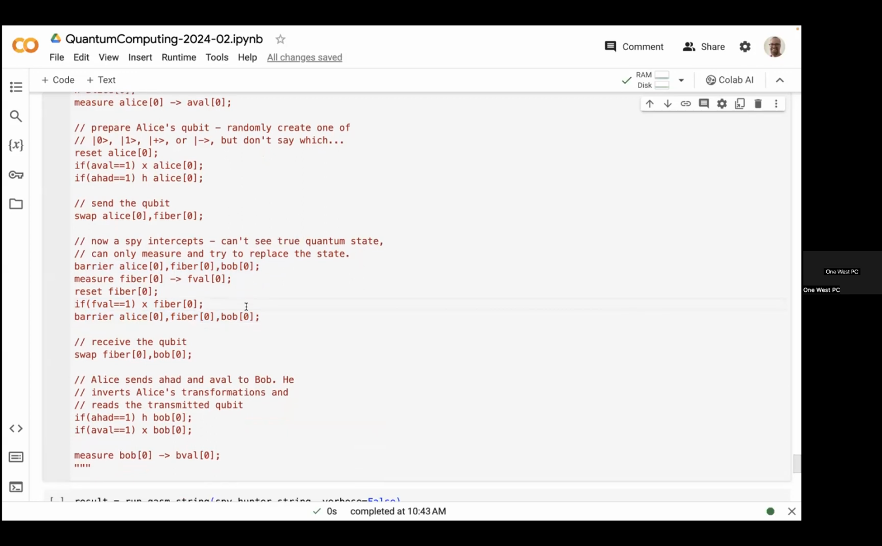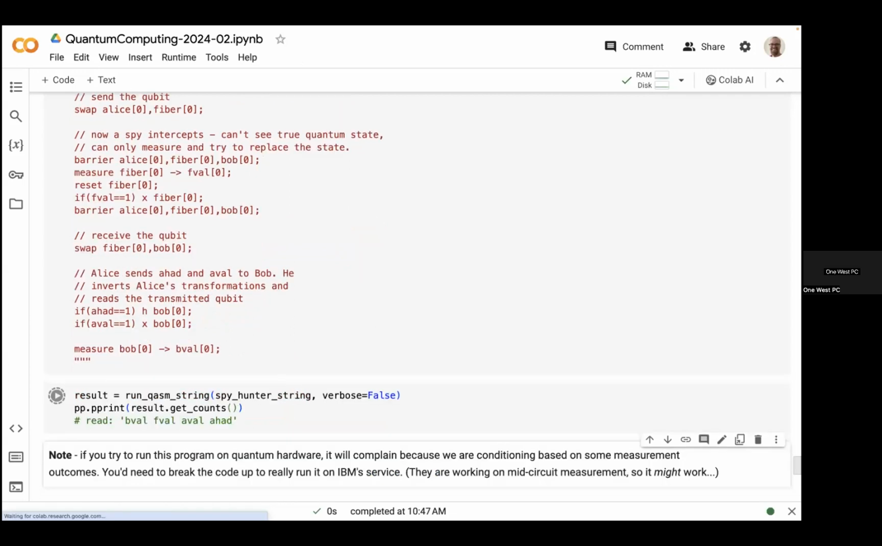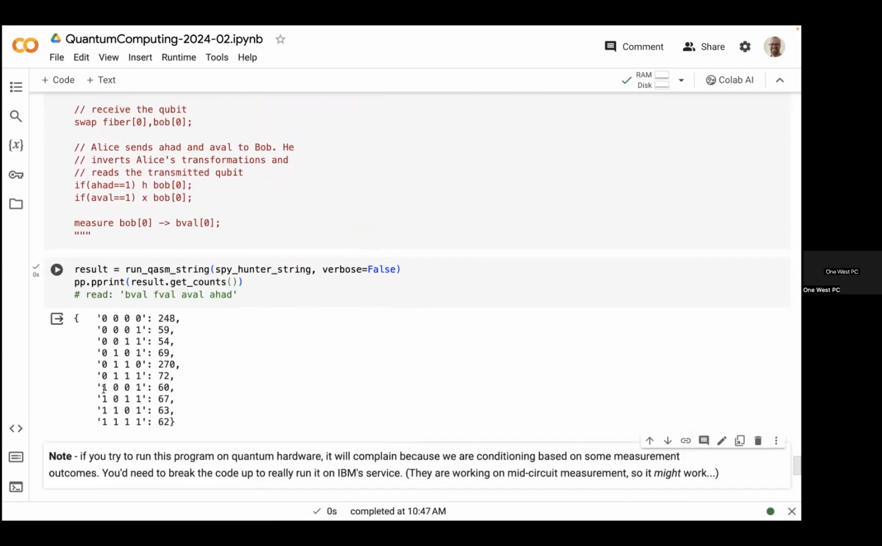Because she can't measure superpositions. She doesn't know the right basis to make the measurement in order to find the true value of the qubit. She can only measure in an arbitrary basis. Okay, so if you run this, now we have some leading 1s. These are cases where Bob did not find a 0 on the qubit, which is what he expected.